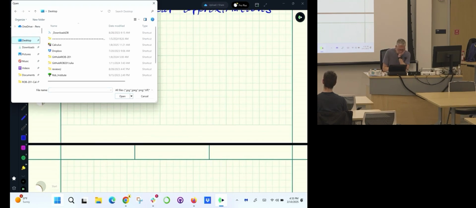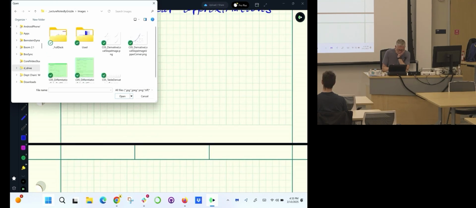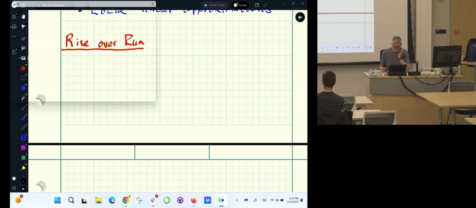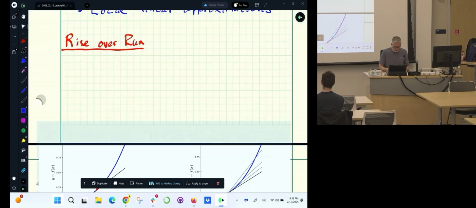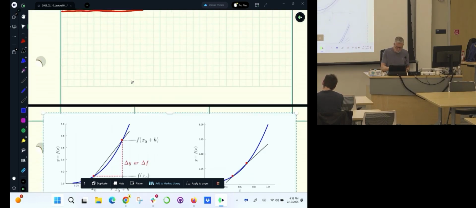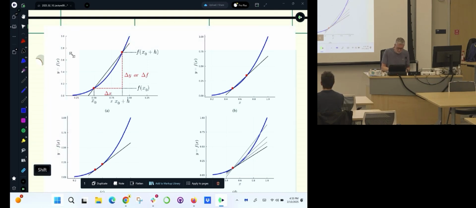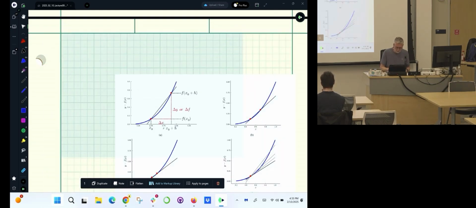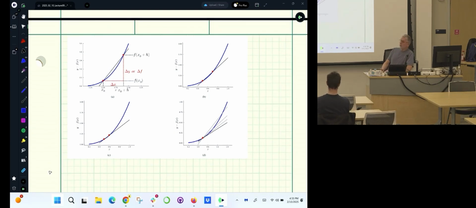Oh, come on. We probably don't need it quite that large. Okay. Can you guys see clearly all the notation on here?